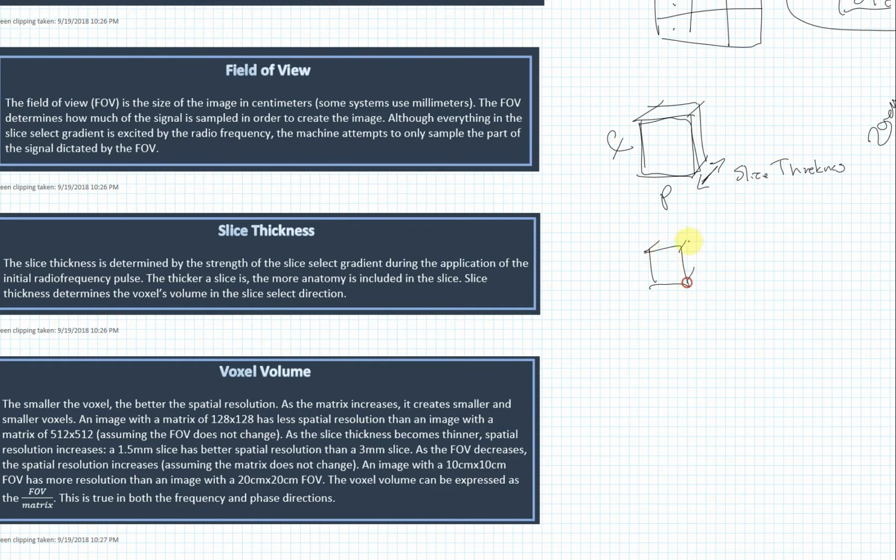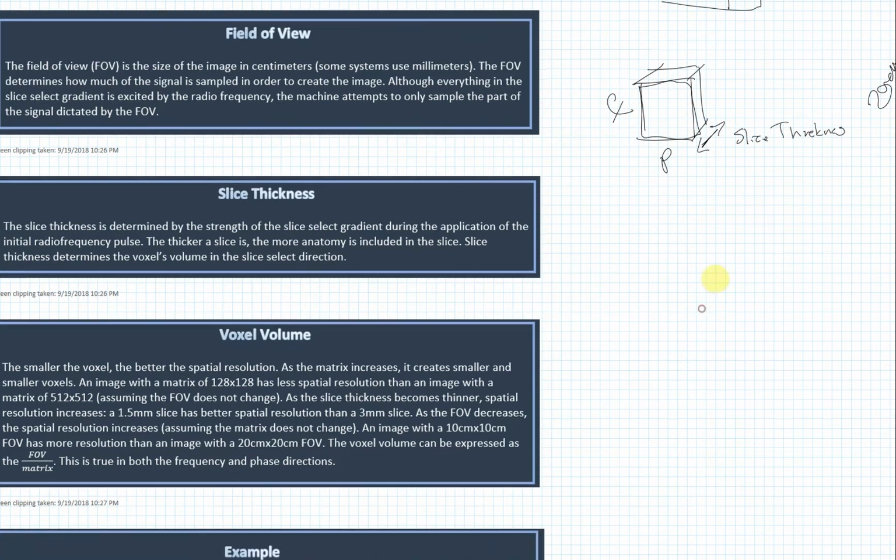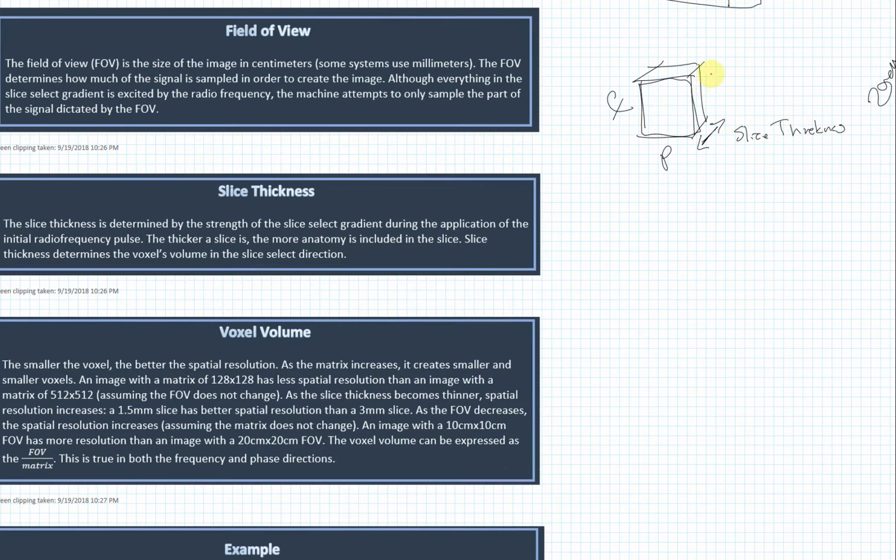The size of this voxel is going to be determined by the field of view and the matrix. So how do we actually find the size of this voxel? Well, all we have to do is take our field of view and divide it by our matrix. And we have to do that in both the phase and the frequency direction.